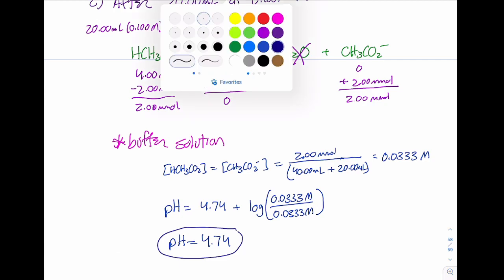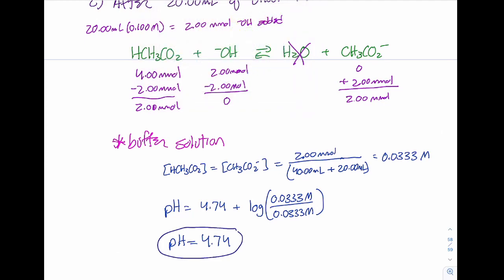So if you were to take this number and divide it by this number, you get 1, right? Same thing on top and the bottom. And then the log of 1 is going to be 0. So 0 plus 4.74 is 4.74. And this is my pKa, right? So this point is actually called my half equivalence point.